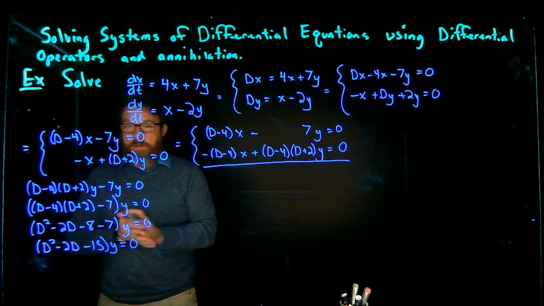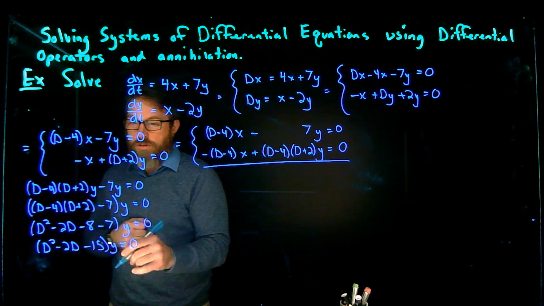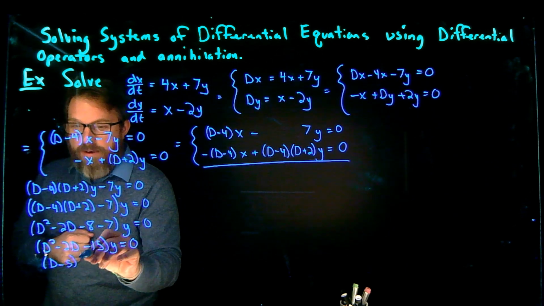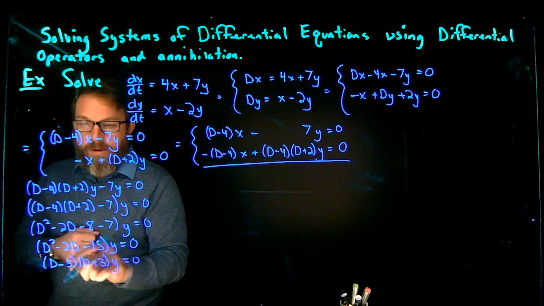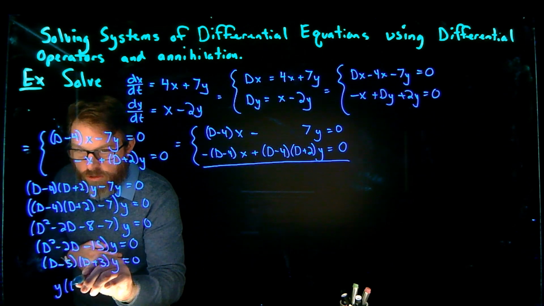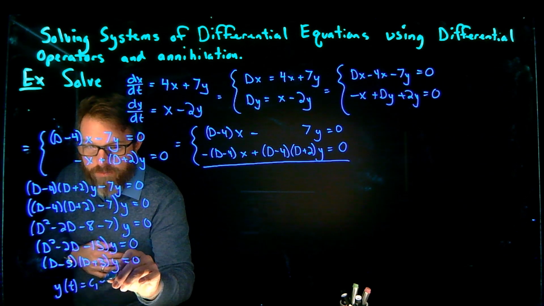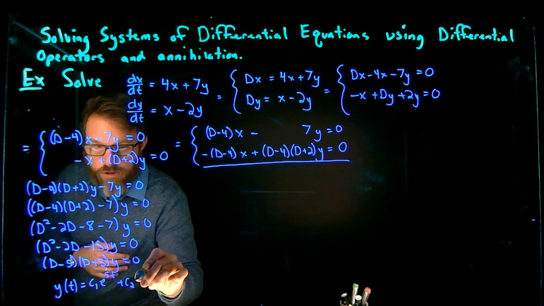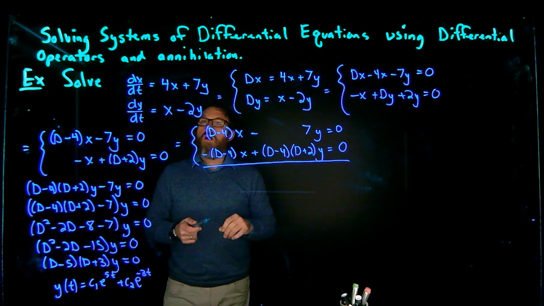And again, remember that the zeros of the differential operator match the zeros of the characteristic equation. This is a d minus 5 and a d plus 3 acting on y. So I'm going to have zeros of 5 and negative 3. So y of t, our solutions, are going to be equal to c1 e to the 5t plus c2 e to the minus 3t. Okay.